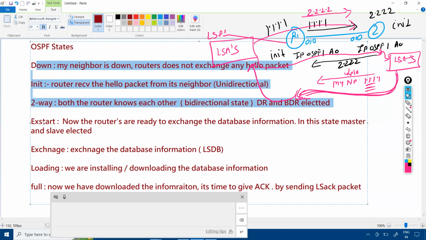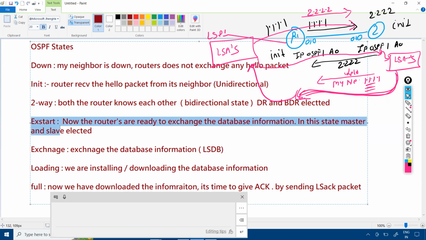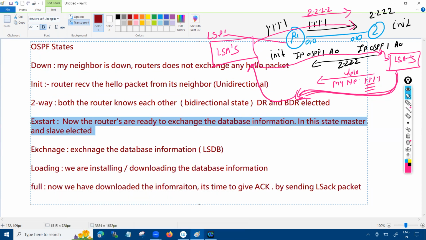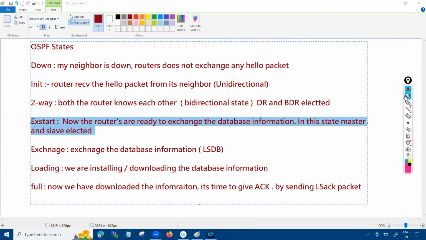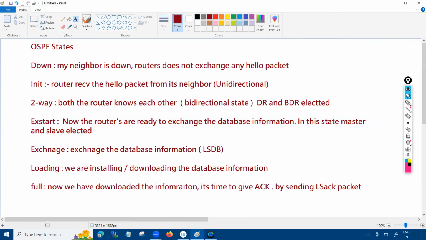In the ExStart state, what happened now? In ExStart state, we are going to deal with the DBD packet and LSR packet. And then we have exchange and loading, which deal with the LSU packet. And once the LSU is done, then finally we have to give the acknowledgement packet. So this is how your OSPF states are, guys. Most of the time, you will get these questions in an interview.